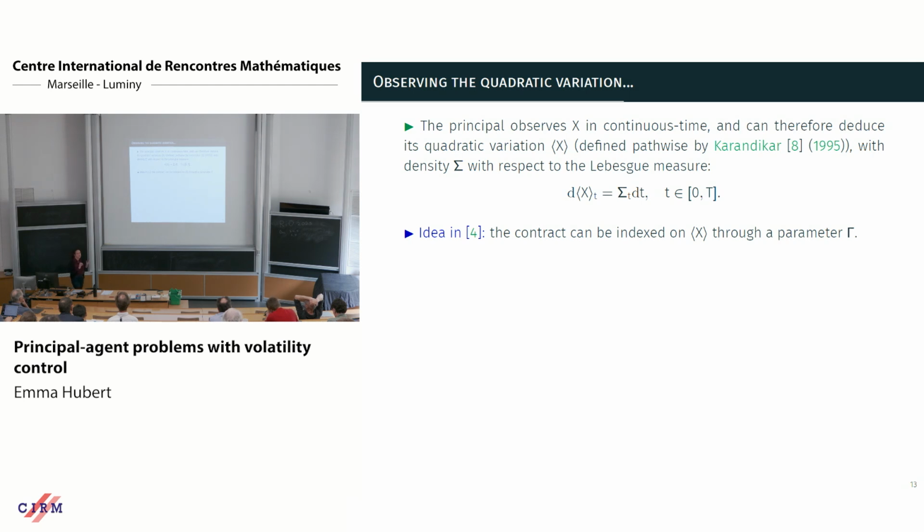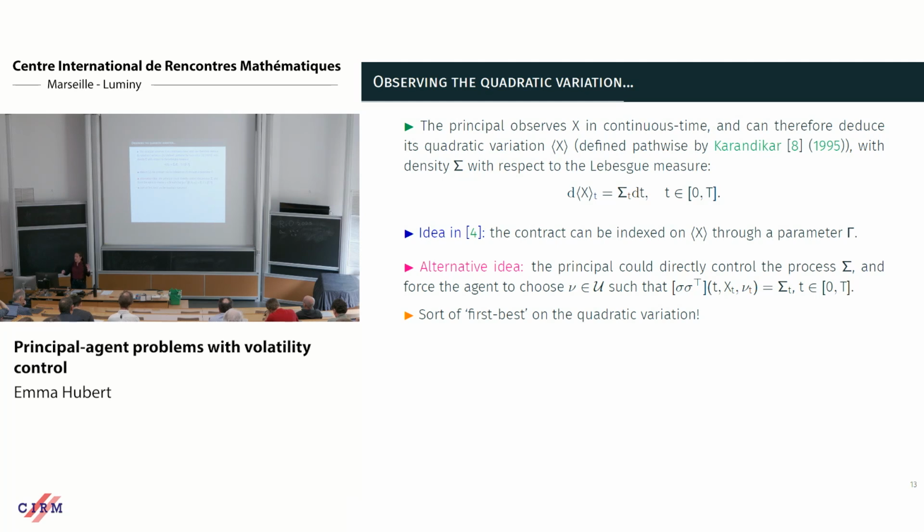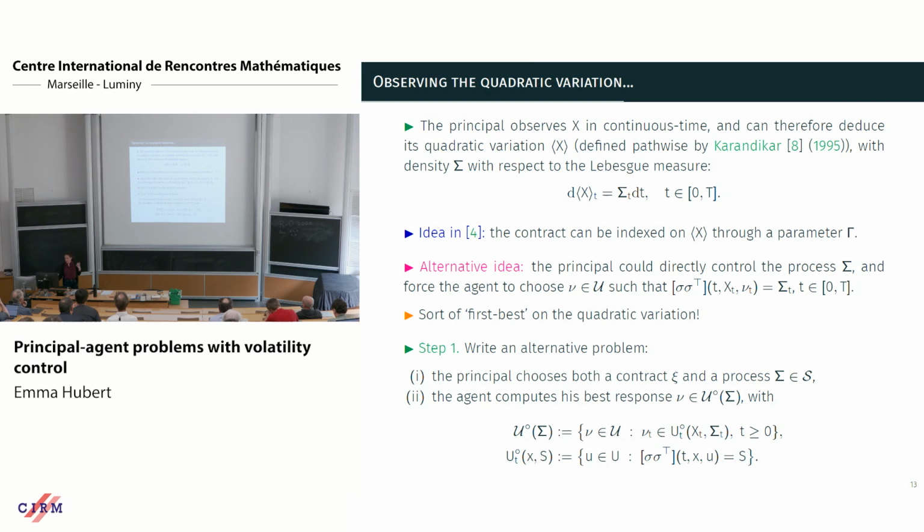Okay, and so the idea is very similar to the one I already explained for the specific example. The principal is going to observe X in continuous time, so can deduce the quadratic variation, even if the problem is not just linear and one-dimensional, but this would work in general. And so instead of using this quadratic variation in the contract, indexed through this parameter gamma, we could formulate this new problem where the principal will choose to control directly the quadratic variation and force the agent to do this effort that would achieve this quadratic variation. So you can write the general alternative problem, just considering that the efforts of the agent now live in a slightly different space, basically forcing this effort, if you look at the quadratic variation, to achieve the one that is fixed by the principal.